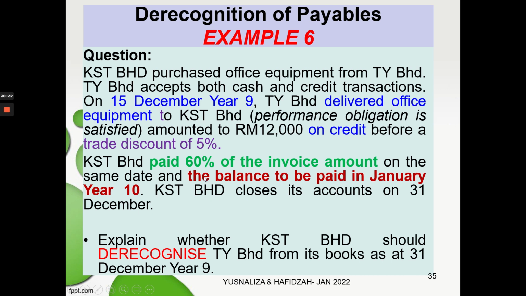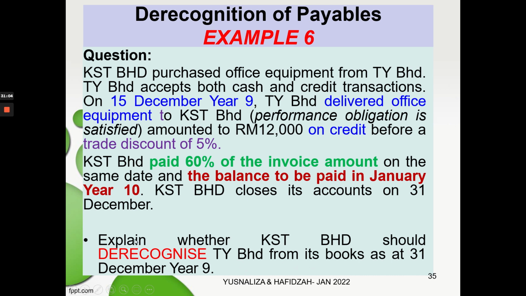So the accounts payable is for the 40%. Accounts payable, financial liability, is for the 40%. For the 60%, there is no financial liability because it was a cash purchase. For the credit purchase that will be paid later in January year 10, that will give rise to a financial liability, trade payable TY. You are asked to explain whether KST should derecognize TY from its books.